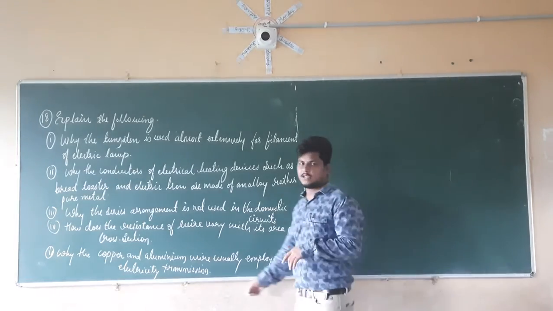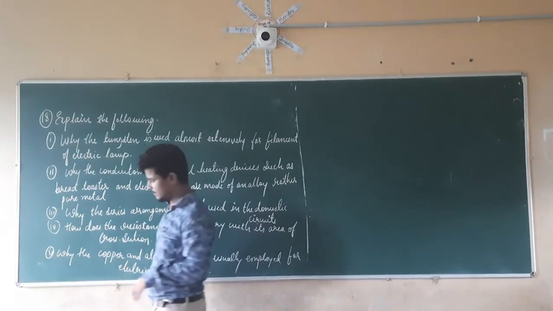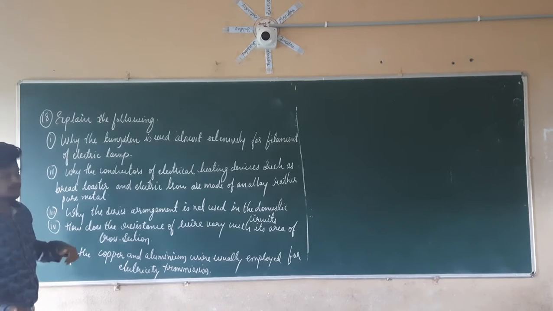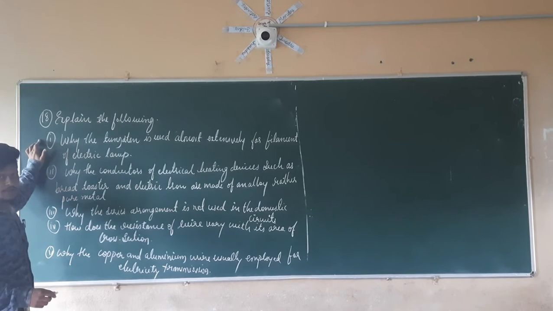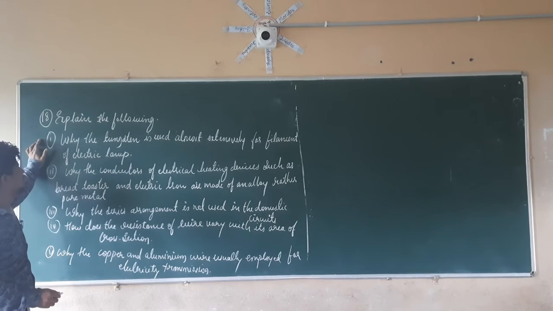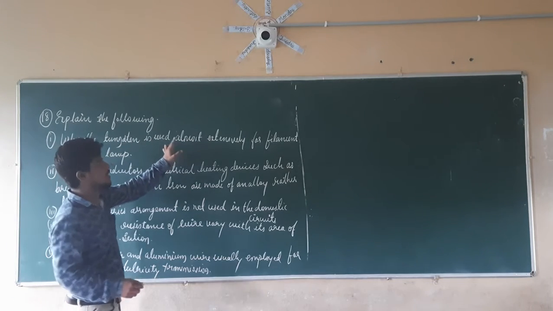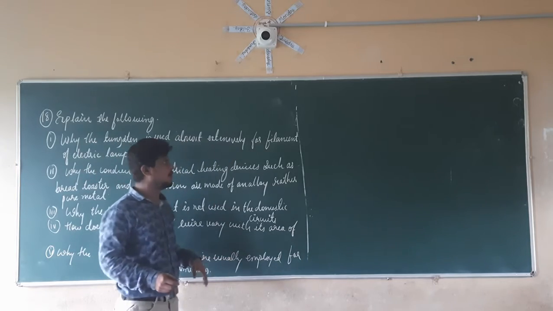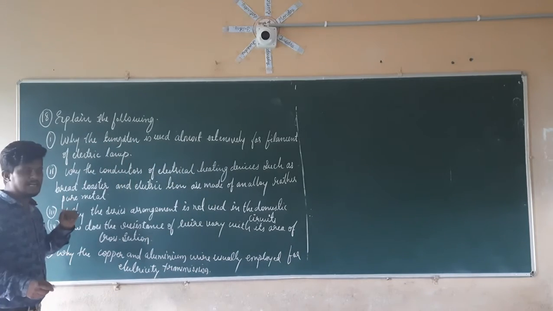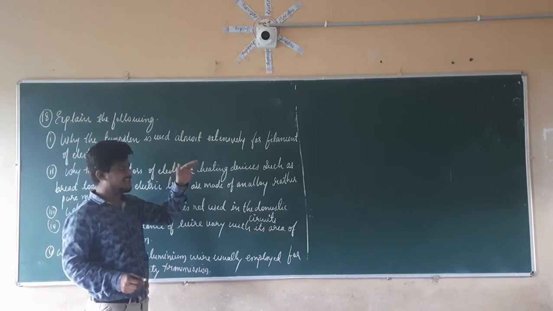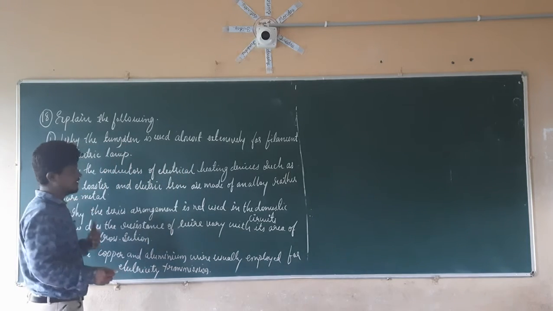So let us consider the last question of this topic, that is the 18th question. Explain the following. In that we have 5 sub questions, so we have to see them one by one. Now the first question: why is tungsten used almost extensively for the filament of an electric lamp?